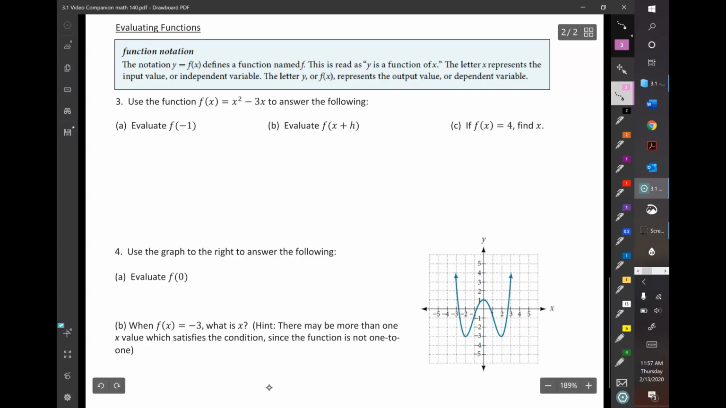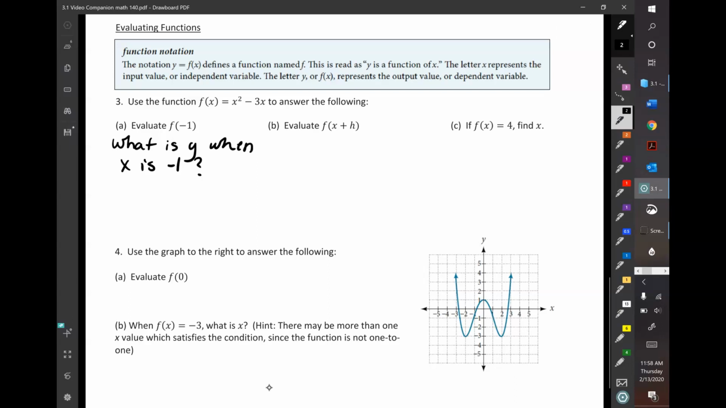So this is notation. We do not multiply f times x ever for these. This is just purely notation. It tells us right off the bat that it is a function. So it's a special type of relationship, and that's really important to know. It also tracks when you're plugging in, for instance this one, f of -1, it's the same as saying, what is y when x is -1? So it condenses down. I can just plug stuff in and track it easier that way.